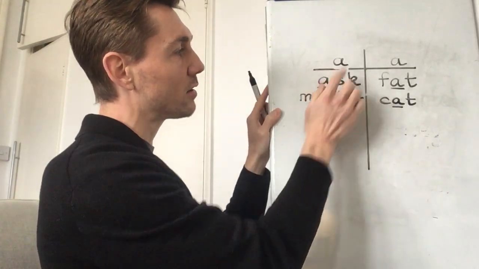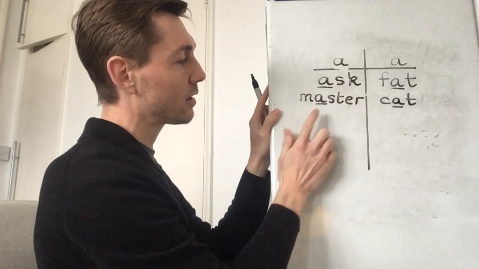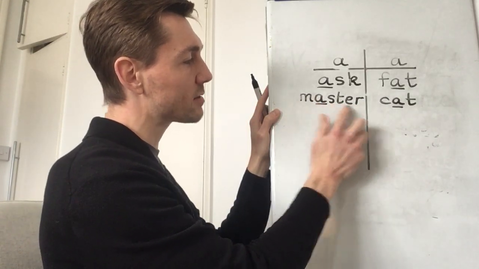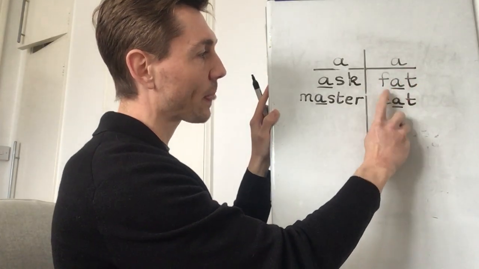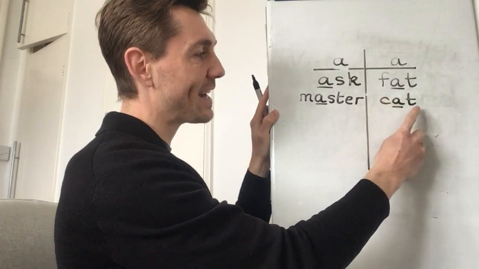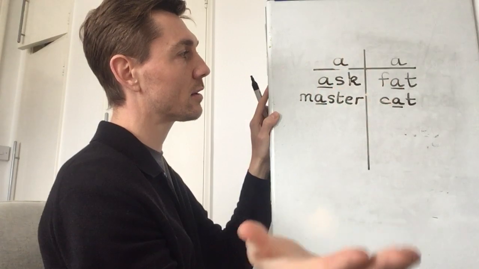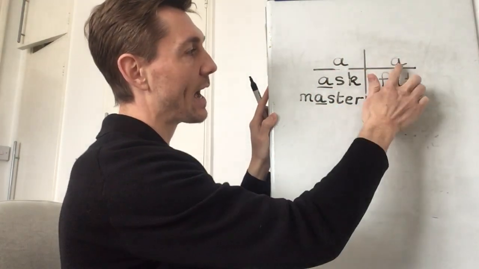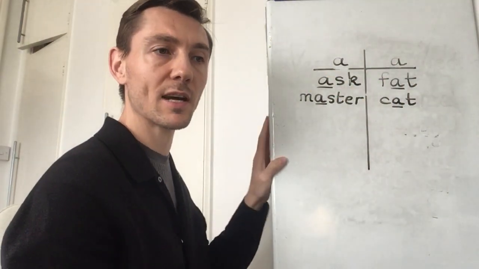We've got R, and here we have ask, ask, master, master. And on this side, with the A spelling, we have at, fat, k-at, cat. My turn, your turn. R, A. Same spelling, but two completely different sounds.